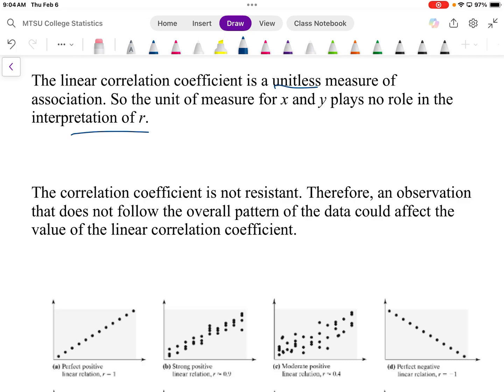I'll make a little note: I have an applet that I use with my AP stats class where we go online and just touch the screen, put a bunch of dots on there, and it calculates the correlation coefficient based on where you put them. If you add another dot here, you can see how quickly the correlation coefficient changes when you add outliers in certain directions. Typically, outliers in the horizontal direction, the x direction, have a greater impact on the correlation coefficient.